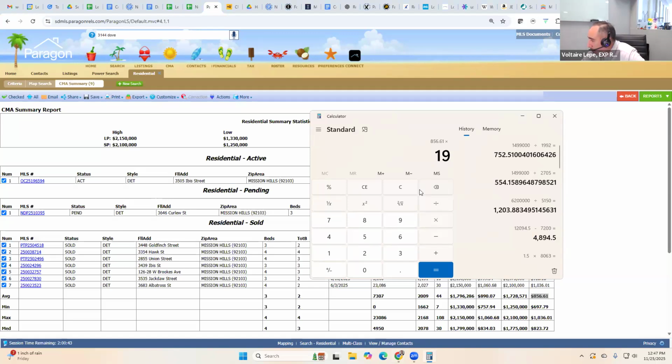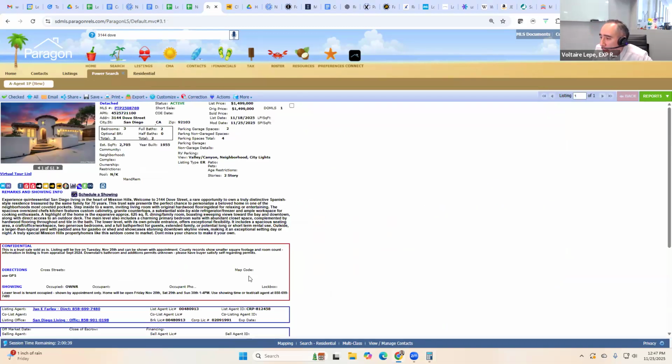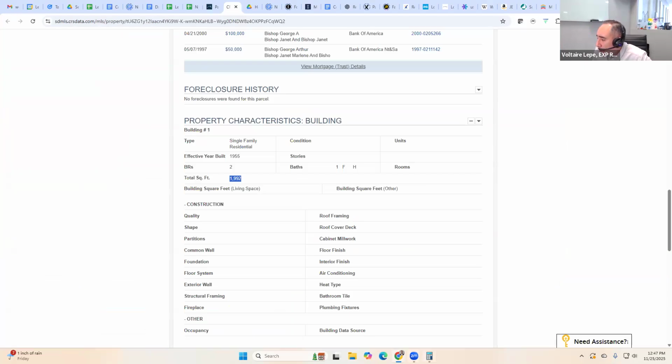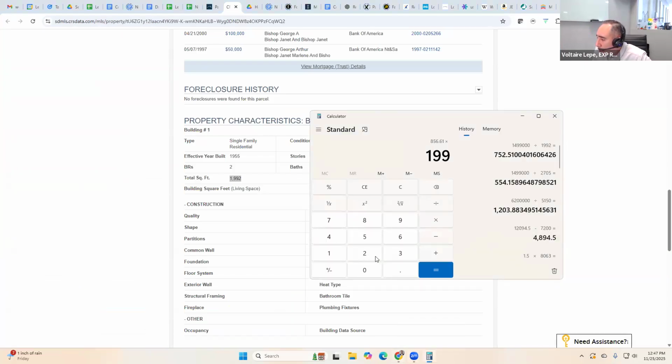Anyone remember? I could go back. Let me see. I gotta go back here. 1992 square feet. Sorry, so it's 1992 square feet. Perfect, yeah, thank you. It's zoned with 2 bedrooms, 1 bath. Okay, got it. So 2 bedroom, 1 bath.